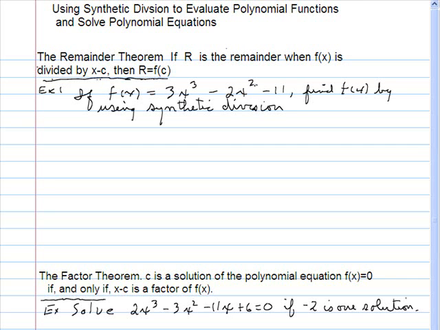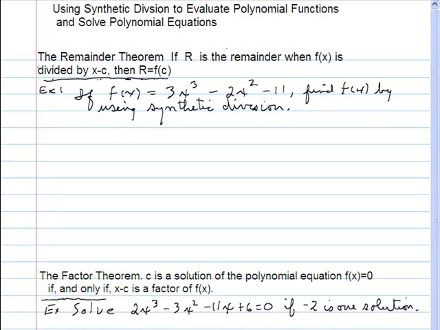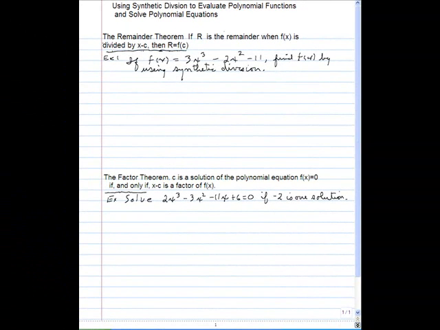Now, of course, you could just plug the x equals 4 in directly. That would be one way to get it, and in this case that wouldn't be too hard, but we'll look at a second example where that would be more difficult. But first, let's do the easy one. We want to find f of 4. What do we get for f of x when we plug in a 4? And it says in the problem, by using synthetic division. So we not only have to find f of 4, but we have to find it in this way, using synthetic division. So it says R is the remainder when f of x is divided by x minus c, which in this case would be x minus 4.